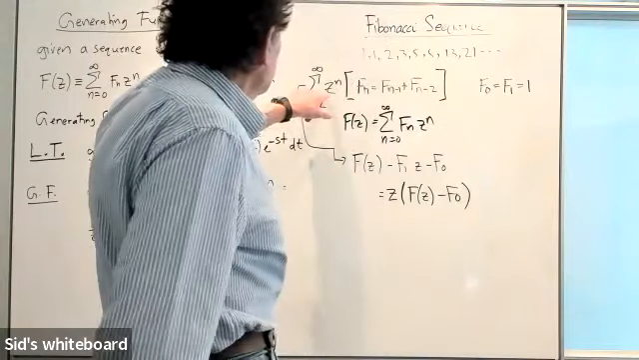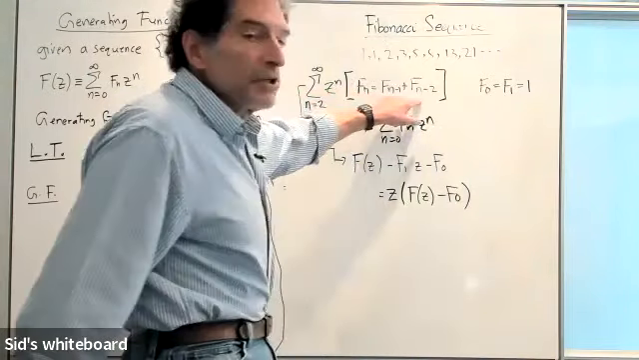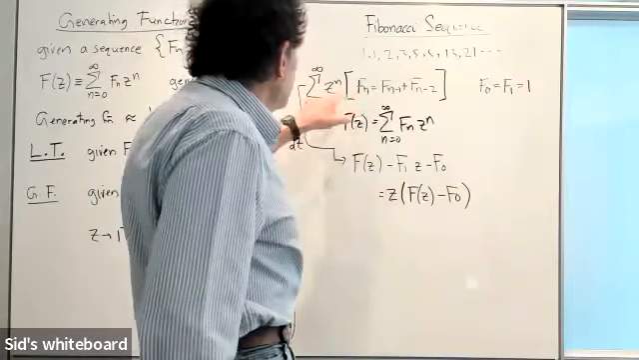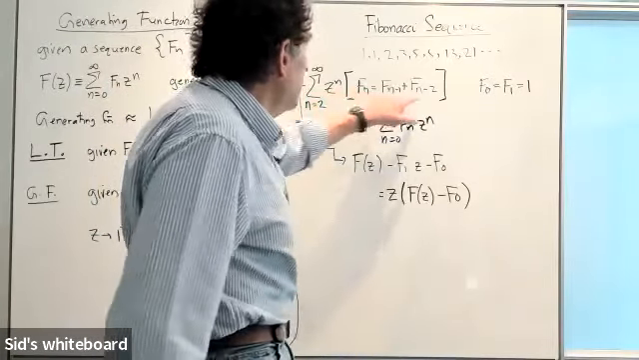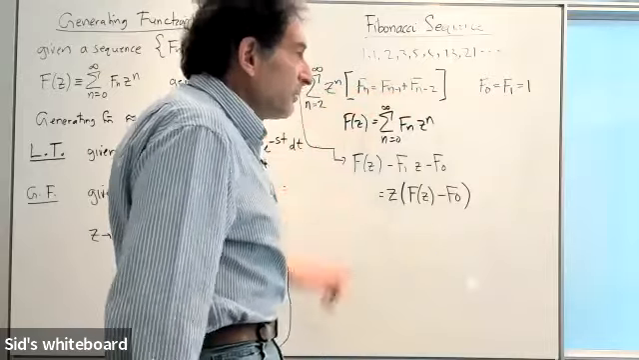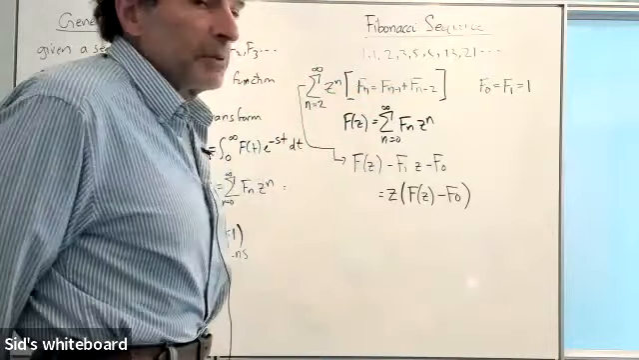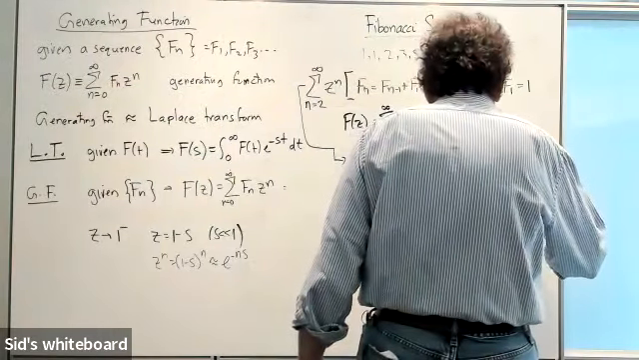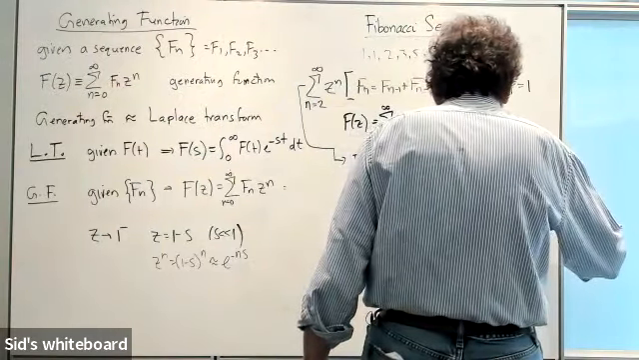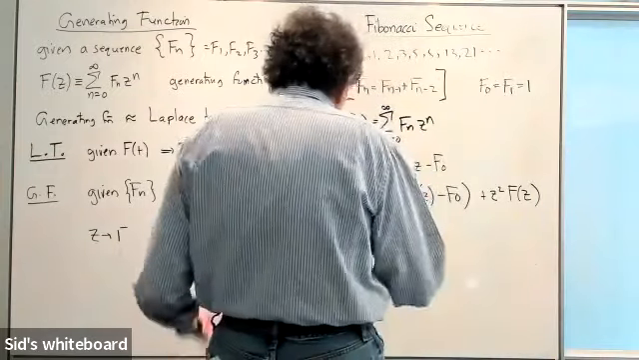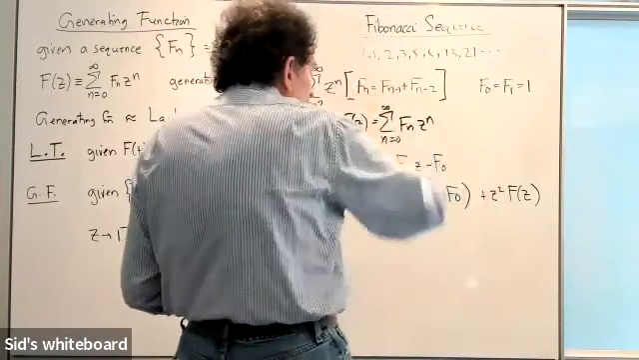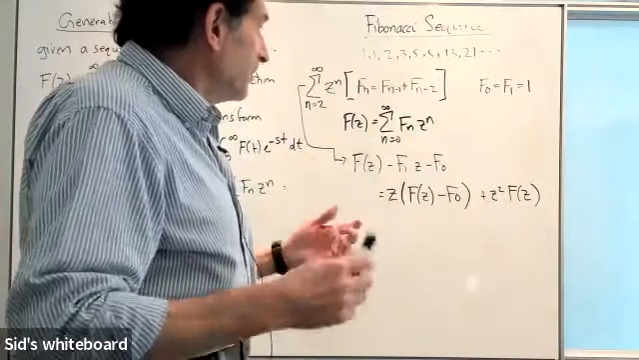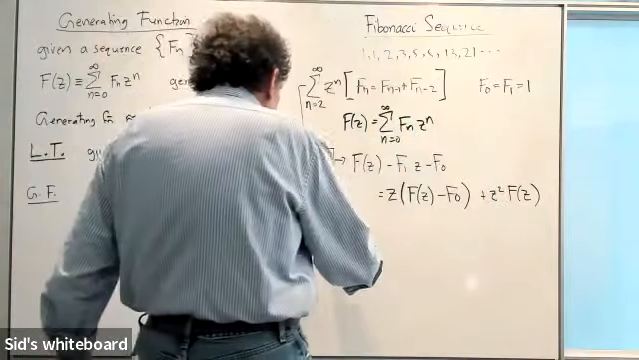And then the last term is z to the n F_{n-2} starting at n equals 2. So that means it's F_0 z squared, F_1 z cubed, F_2 z fourth. It's nothing more than the generating function itself multiplied by z squared. So this is equal to plus z squared f(z). And so now what we've done is convert this second order constant coefficient linear recursion formula to an algebraic equation that is easy to solve.